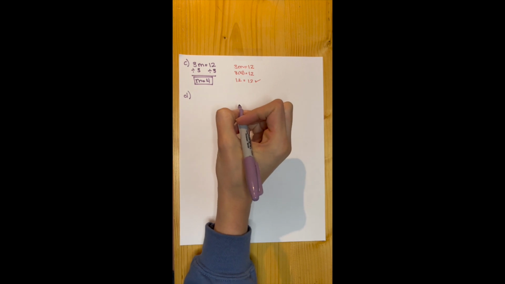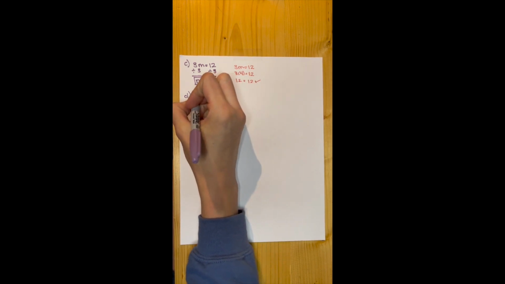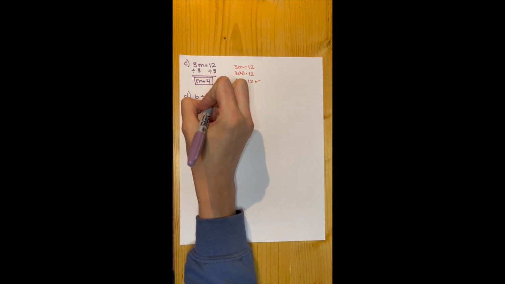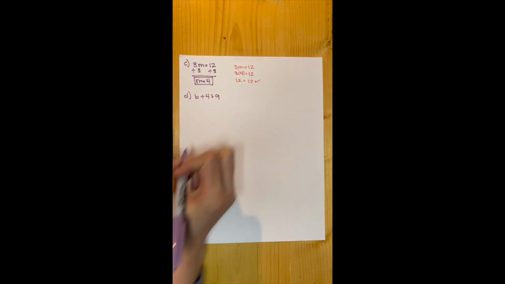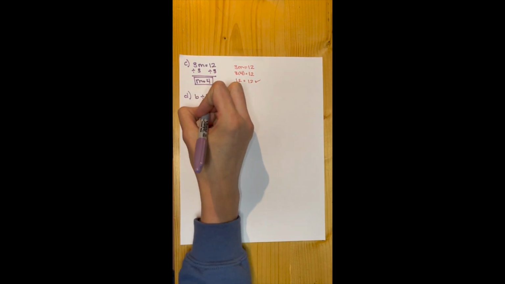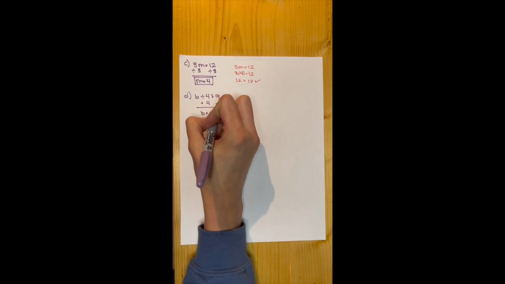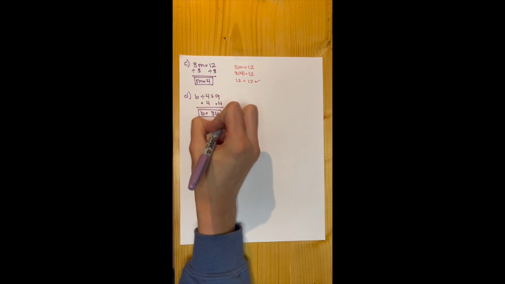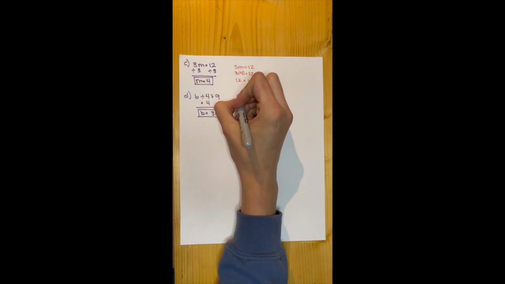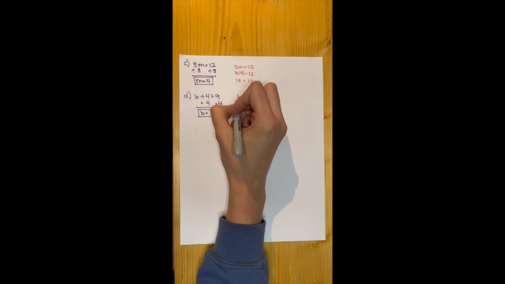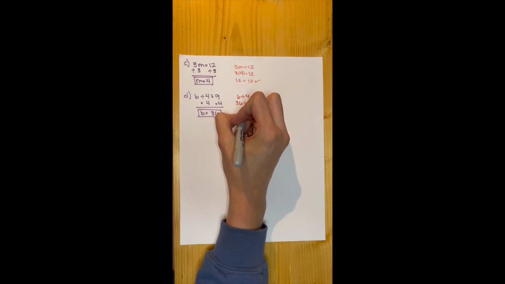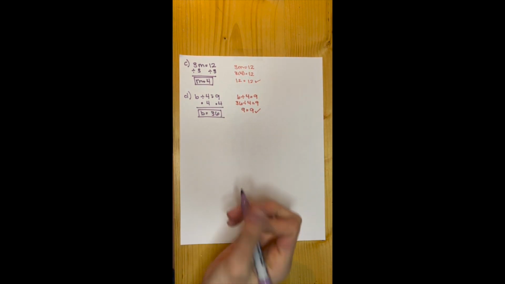Letter D, we're going to have b divided by 4 equals 9. Well, the opposite of divided by 4 is going to be times 4, so we'll do that to both sides of the equation. We get b equals 9 times 4, which is 36. Now we'll check it. 36 divided by 4, we get 9 equals 9, check.